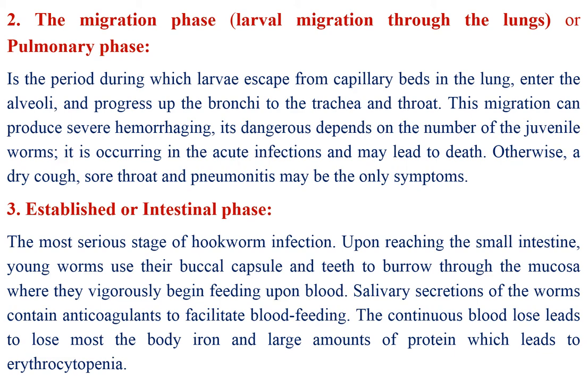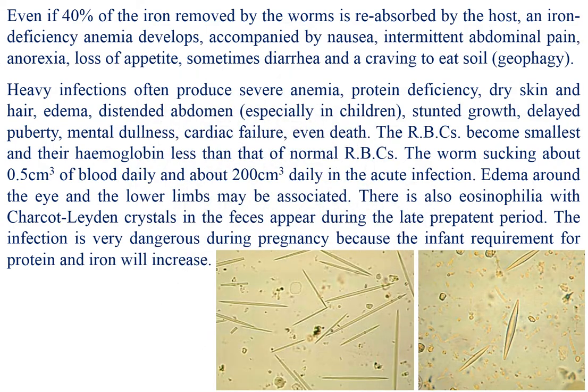Salivary secretions of the worms contain anticoagulants to facilitate blood feeding. The continuous blood loss leads to loss of most of the body's iron and large amounts of protein, which leads to erythrocytopenia. Even if 40% of the iron removed by the worms is reabsorbed by the host, an iron deficiency anemia develops, accompanied by nausea, intermittent abdominal pain, anorexia, loss of appetite, sometimes diarrhea, and a craving to eat soil, geophagy.